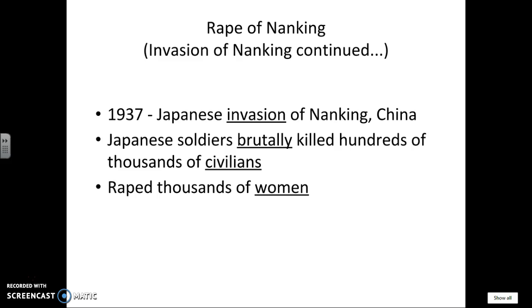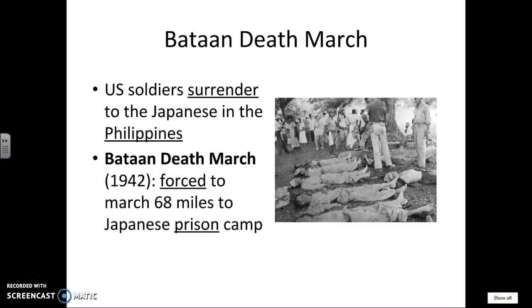So yesterday we talked about the rape of Nanking, or I should say 2 days ago we talked about that. That was the 1937 invasion of Nanking in China. We know the Japanese soldiers brutally killed hundreds of thousands of Chinese civilians and raped thousands of women. Terrible, terrible thing the Japanese were doing. Another terrible thing the Japanese were doing.